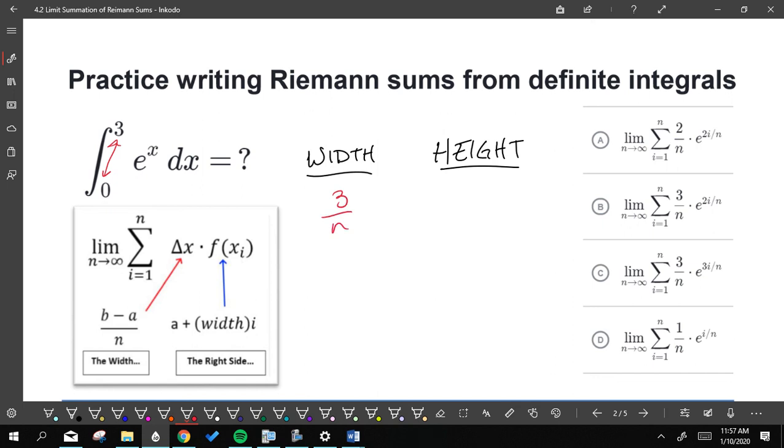A and D. A's got a 2 on top. We don't want that. D has a 1 on top. We don't want that. So we've already got it down to 50-50, just by understanding that, hey, the bounds are 3 apart, I've got it to that point.